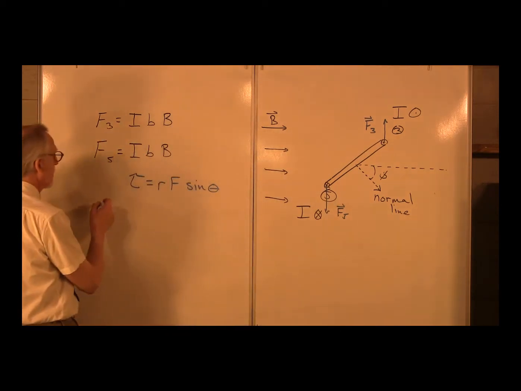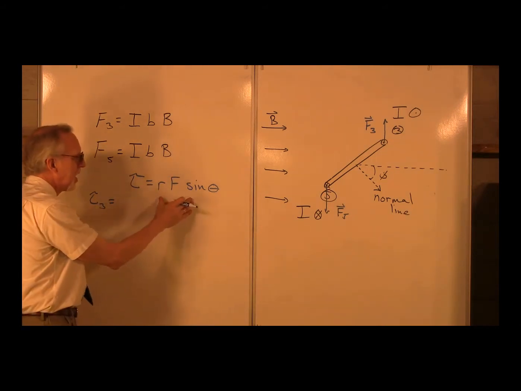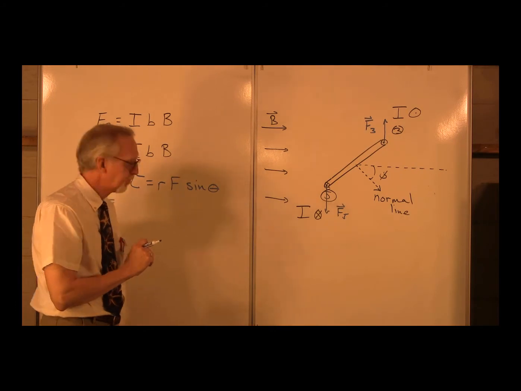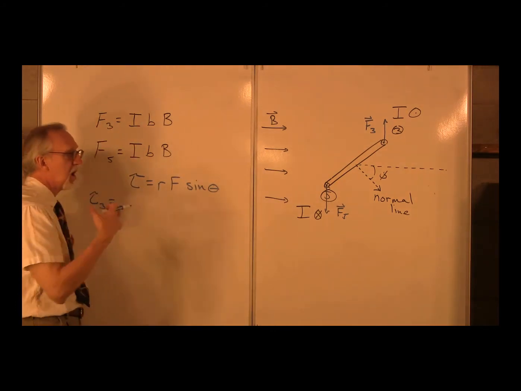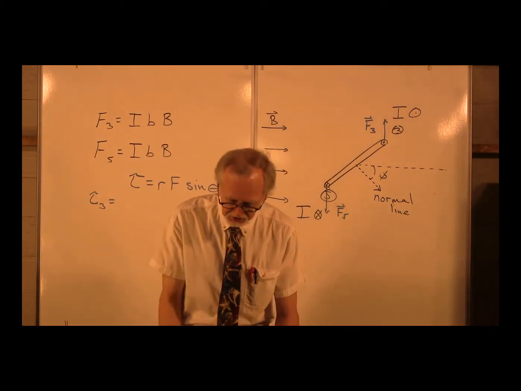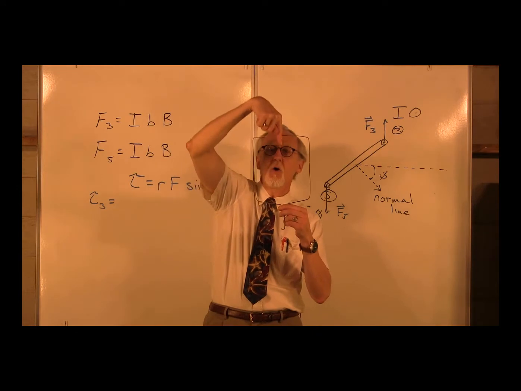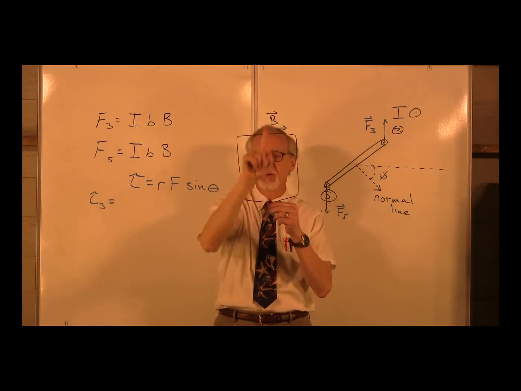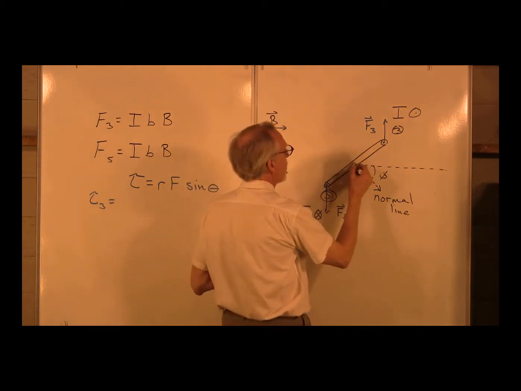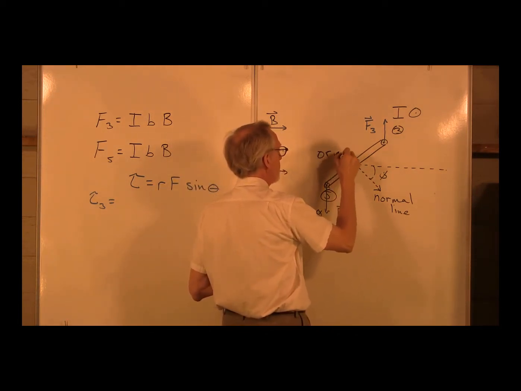So what is the torque tau 3? Well, we have to apply r F sine theta for the force 3. What is r? To figure out r, we have to define an origin. Let's define our origin on the axis of rotation. So our origin will be on this central line. In other words, in our diagram, we'll put our origin right there. There's our origin.